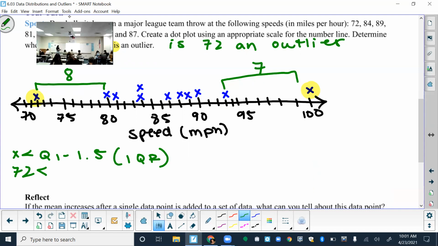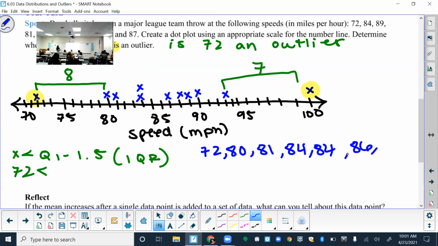So we need to order the numbers, right? So we need to kind of list them all out. I'll use my dot plot for that. They're already in order for that. So we have 72, 81, we have 84 twice, 87. Did I count that right? Nope, I did not count that right. So that's 87, not 86, sorry.